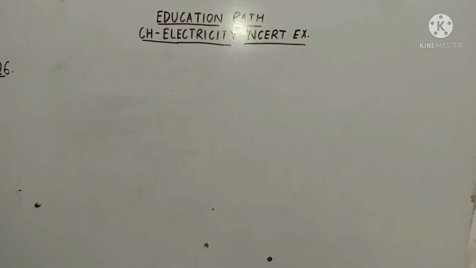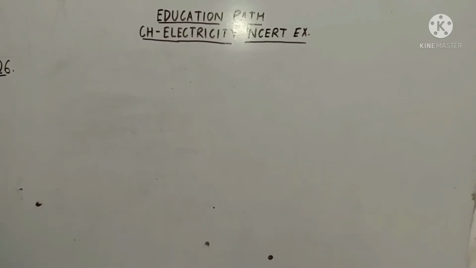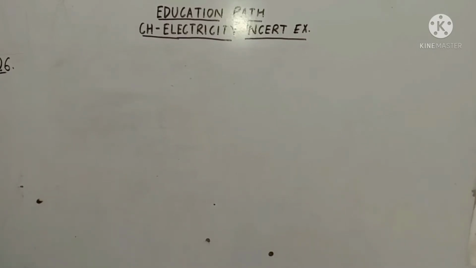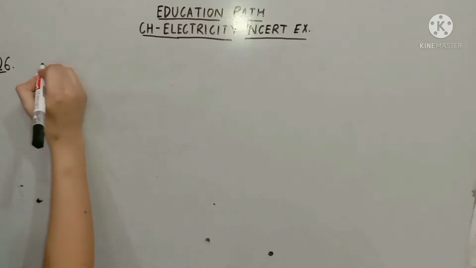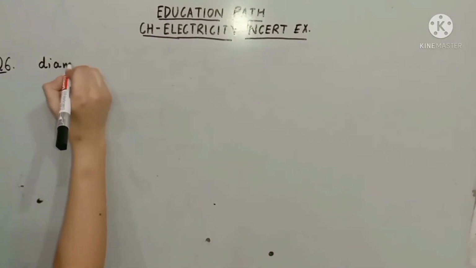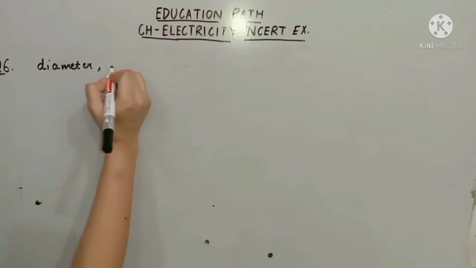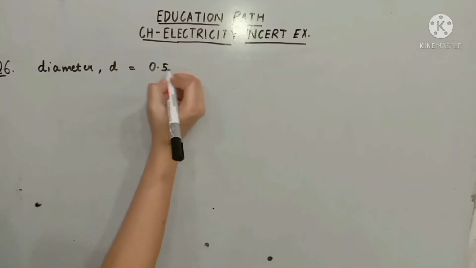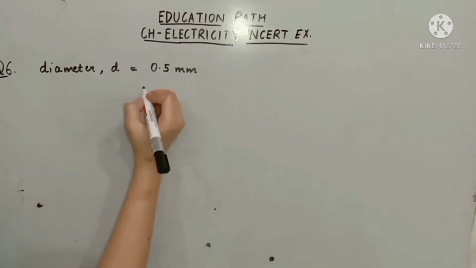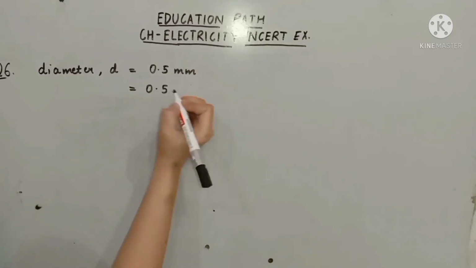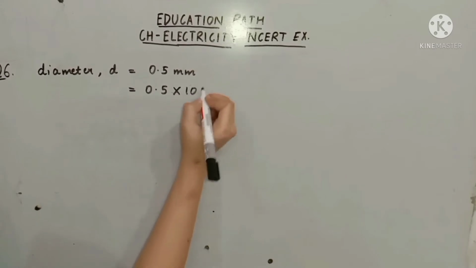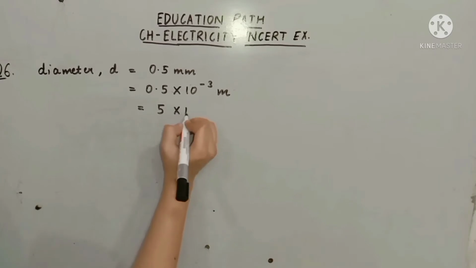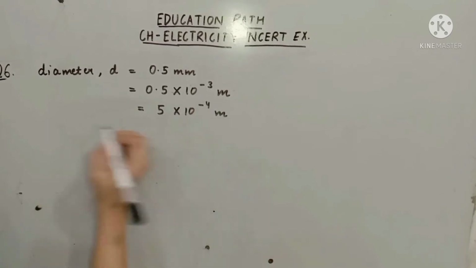Now question number 6. A copper wire has diameter 0.5 mm and resistivity of 1.6 into 10 to the power minus 8 ohm meter. Diameter is given, 0.5 millimeter. Now convert millimeter into meter, into 10 raised to power minus 3 meter, which is 5 into 10 to the power minus 4 meter.